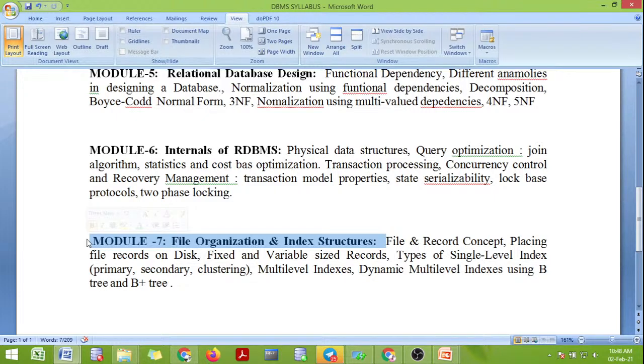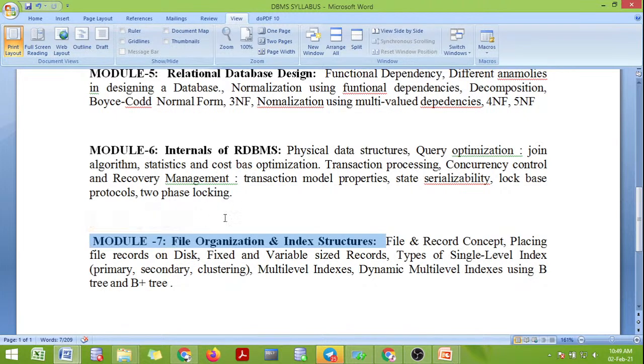And the last module is file organization and index structure. Some of the part is already known to you, the basics of the file and record concept, how files are handled, and how files or records are put on disk. Fixed or variable length file records, and there is some hierarchy we are going to discuss here: single level indexing, primary, secondary, clustering, and some broad concept of the B tree and the B plus tree. That is very common in your data structures. We need only 3 to 4, or sometimes 4 to 5 lectures for these things.